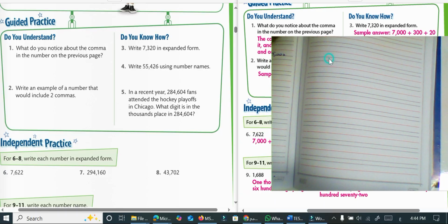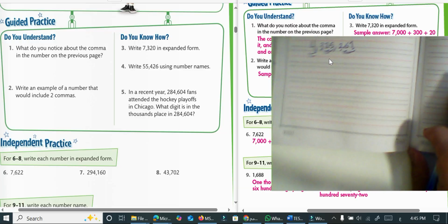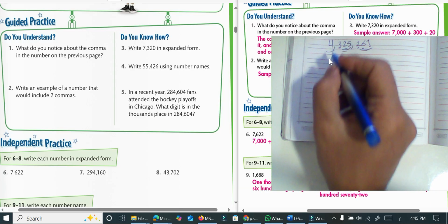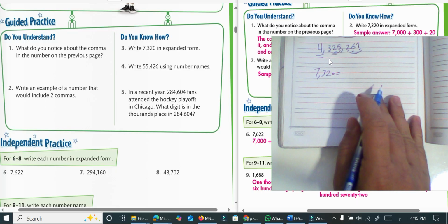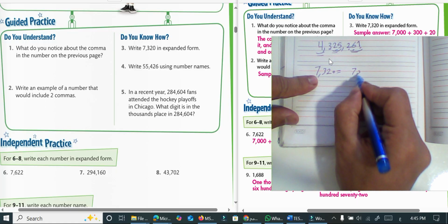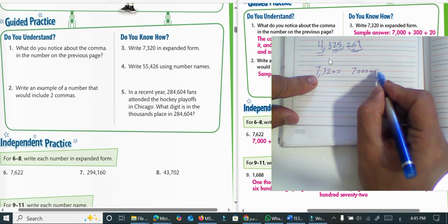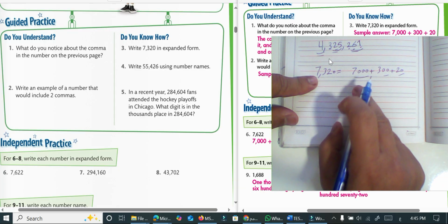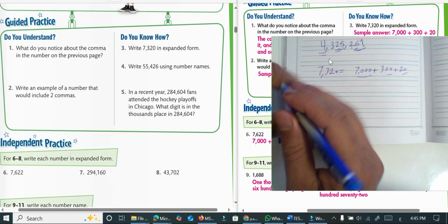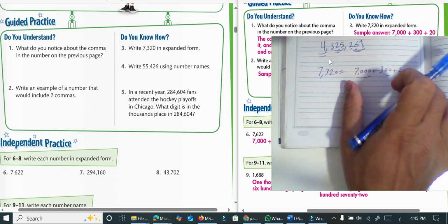Write this number in expanded form. You want to write the number 7,320 in expanded form. We can write 7,320. So the answer here will be 7,000 plus 300 plus 20. We can write this number in expanded form.